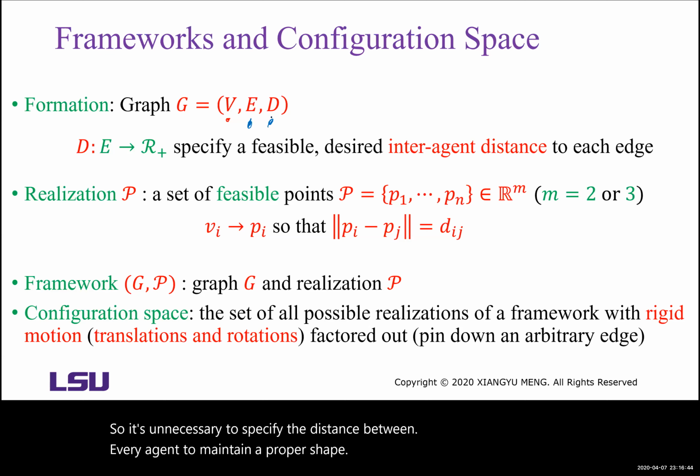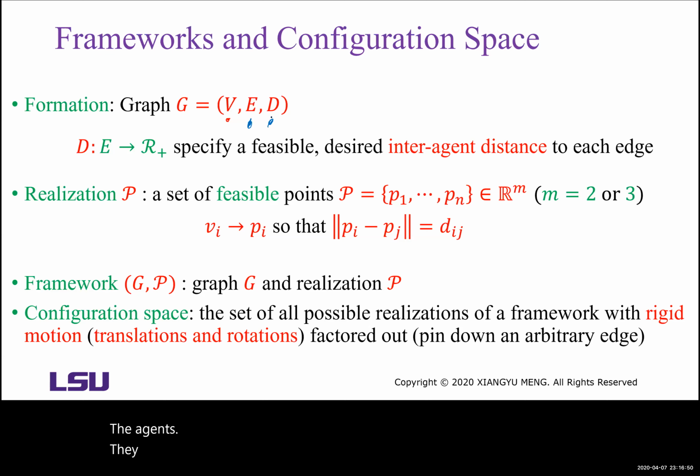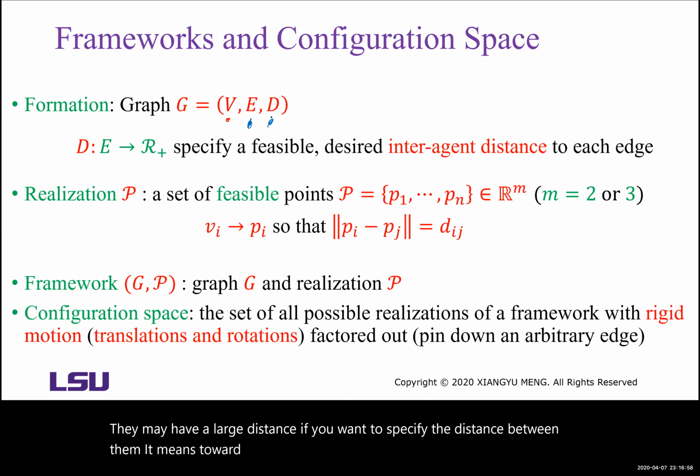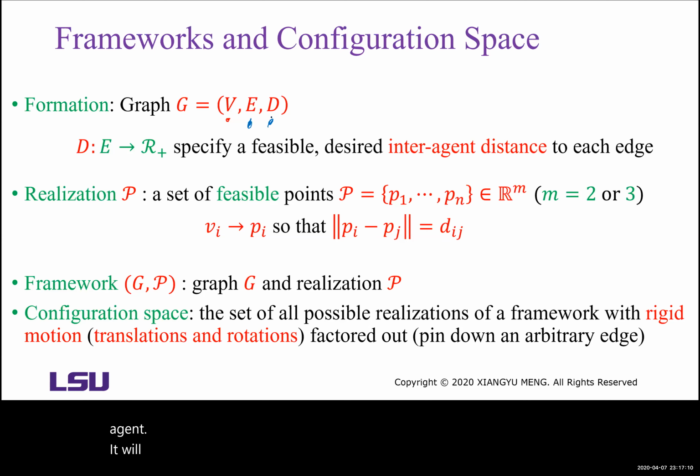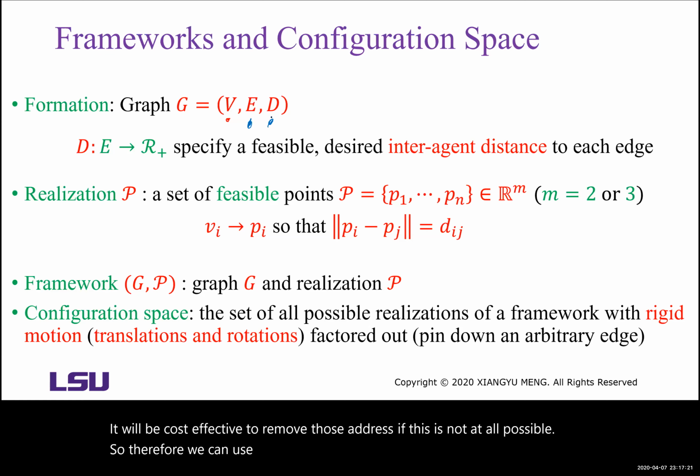Another reason is that the agents may have a large distance. If you want to specify the distance between them, it means two of them need to communicate. So in this case, you need sensing or high power communication capacities for these two agents. It will be cost effective to remove those edges if this is not at all possible. So therefore, we can use a graph, not a complete graph, only specifying some of the edges.